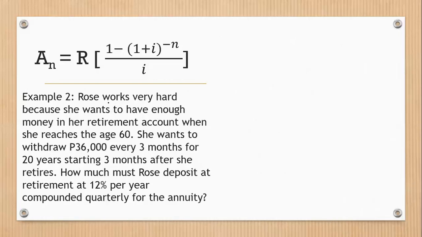Example number 2: Rose works very hard because she wants to have enough money in her retirement account when she reaches the age of 60. She wants to withdraw 36,000, so our R is 36,000, every 3 months for 20 years. So our t, or time in years, is 20, starting 3 months after she retires. How much must Rose deposit at retirement at 12%? Our j is 12% or 0.12 per year compounded quarterly. So our m is 4.